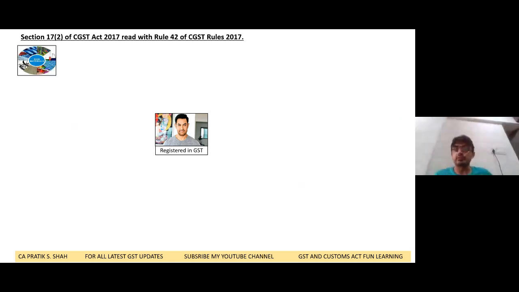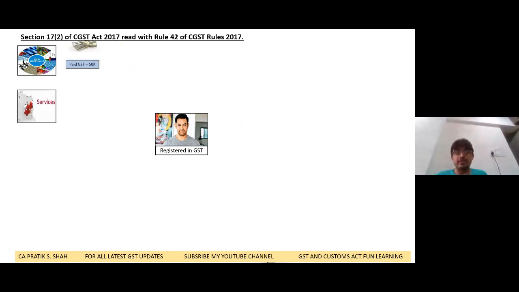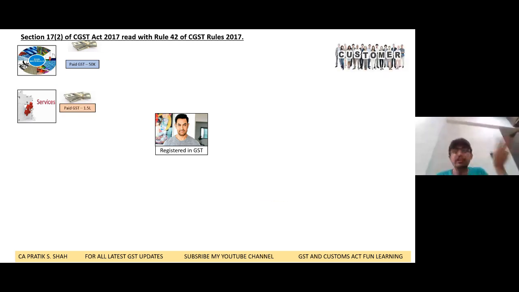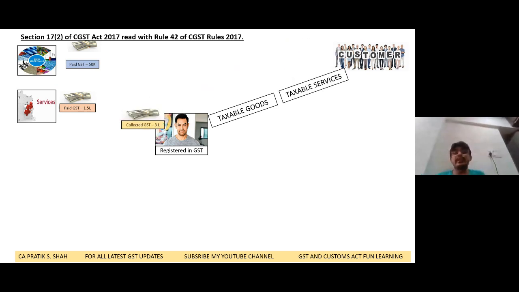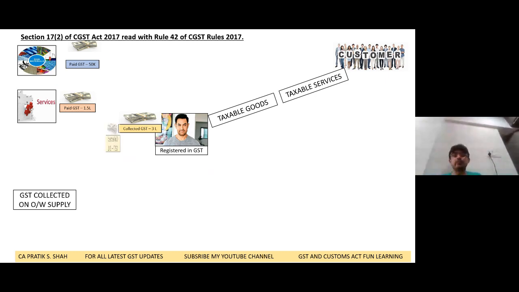Say Mr. Aamir Khan. He purchased raw materials. He is registered in GST. He purchased raw material. He paid GST of 50,000. He availed service. He paid GST of 1,50,000. Correct. Now, by utilizing this, he is supplying taxable goods or he is supplying taxable services. Correct. He collected GST of say 3 lakh. Now listen what is happening. So Mr. Aamir, how much GST has he collected? 3 lakh. See this? GST of 3 lakh rupees.